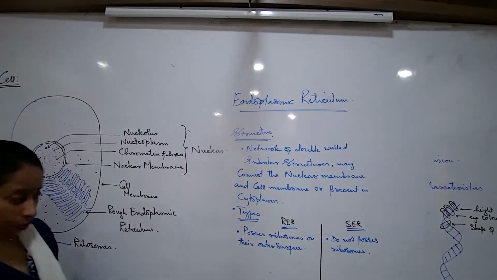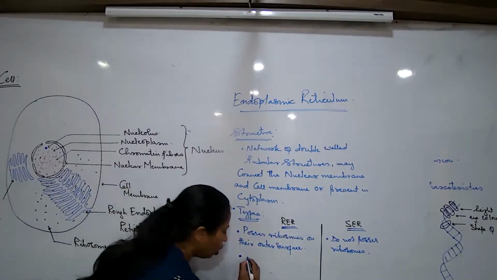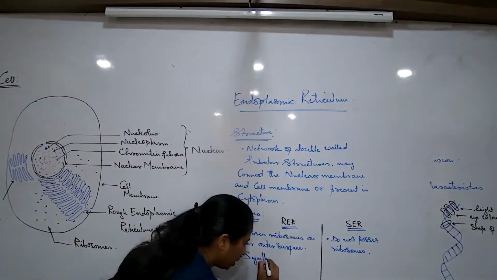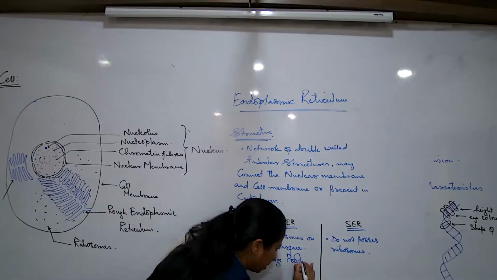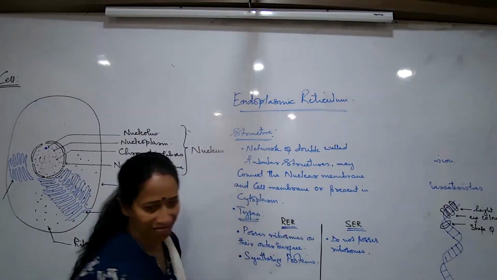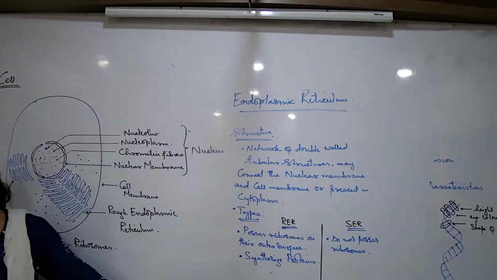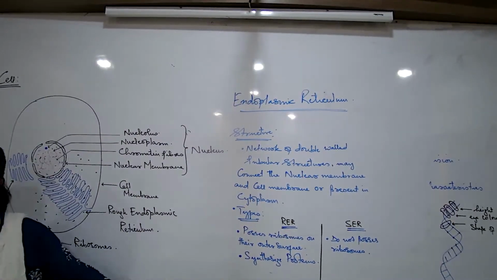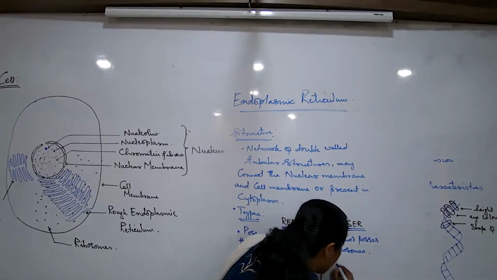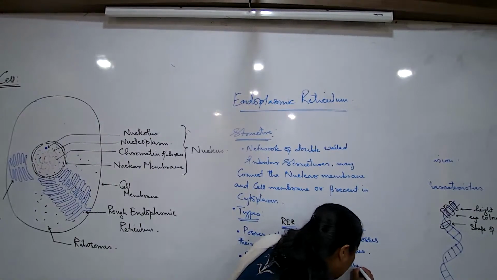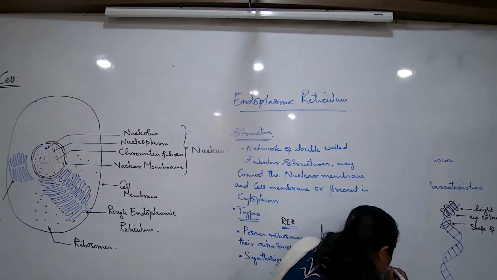So where, and what are their functions? The functions of rough endoplasmic reticulum are to synthesize proteins. That is their function. Make proteins, prepare proteins in the cell. Synthesize meaning to produce. So what is the function of RER? To synthesize proteins. What is the function of SER? The function of SER would be to synthesize fatty substances. I would say synthesize lipids.